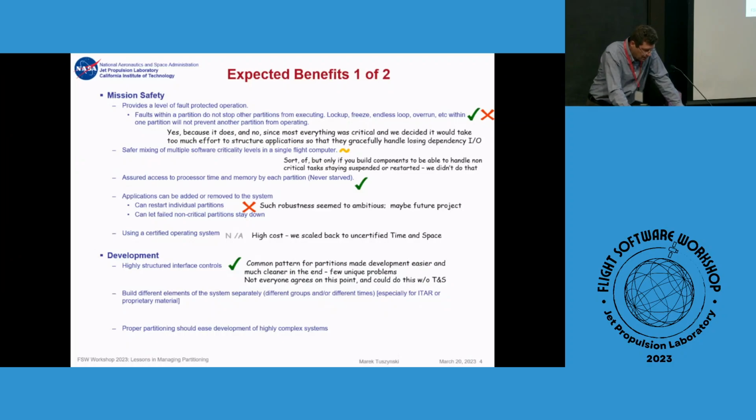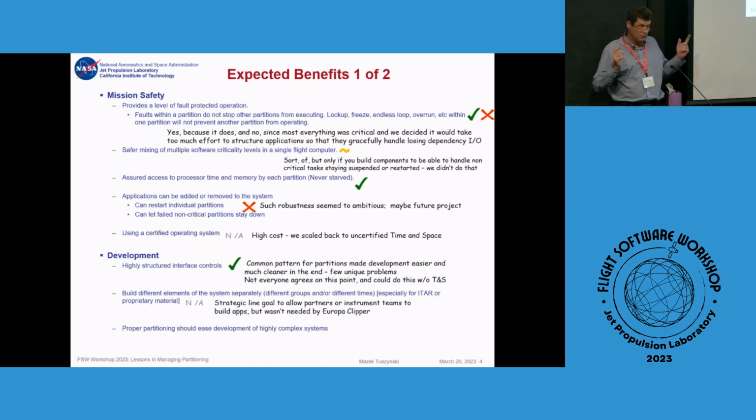Build different elements of the system separately. So distributed development. You might be working with a partner that perhaps has less rigorous development practices, and you're worried about them sort of corrupting other parts of the code. With time and space, there's an opportunity there to say, here, you've got your own partition. You can do whatever you want in there. If you crash, we don't care. We're going to keep running. So we don't have that need on Clipper, but you might.